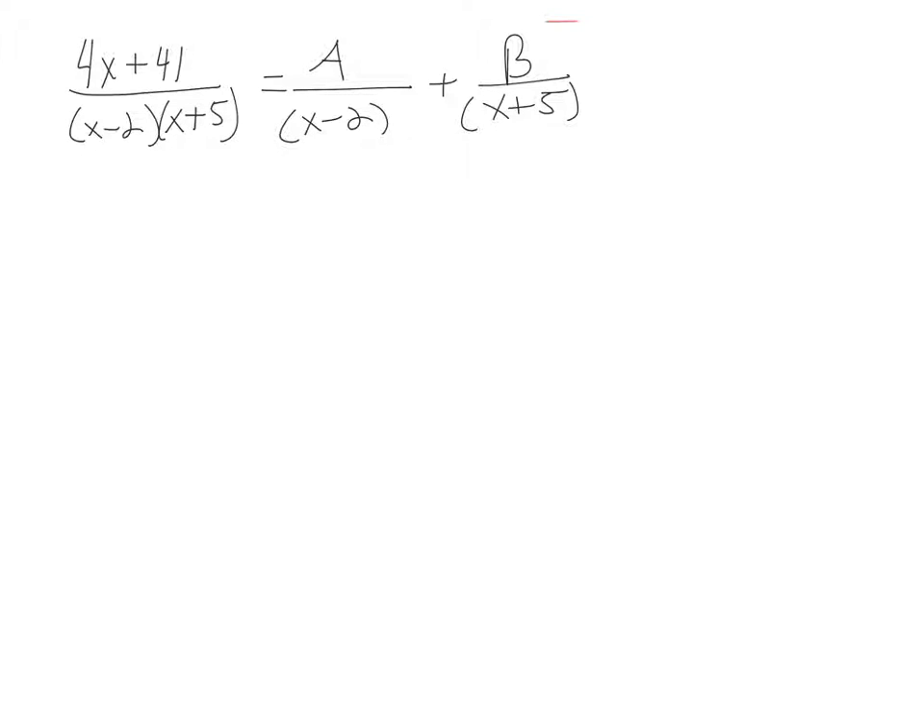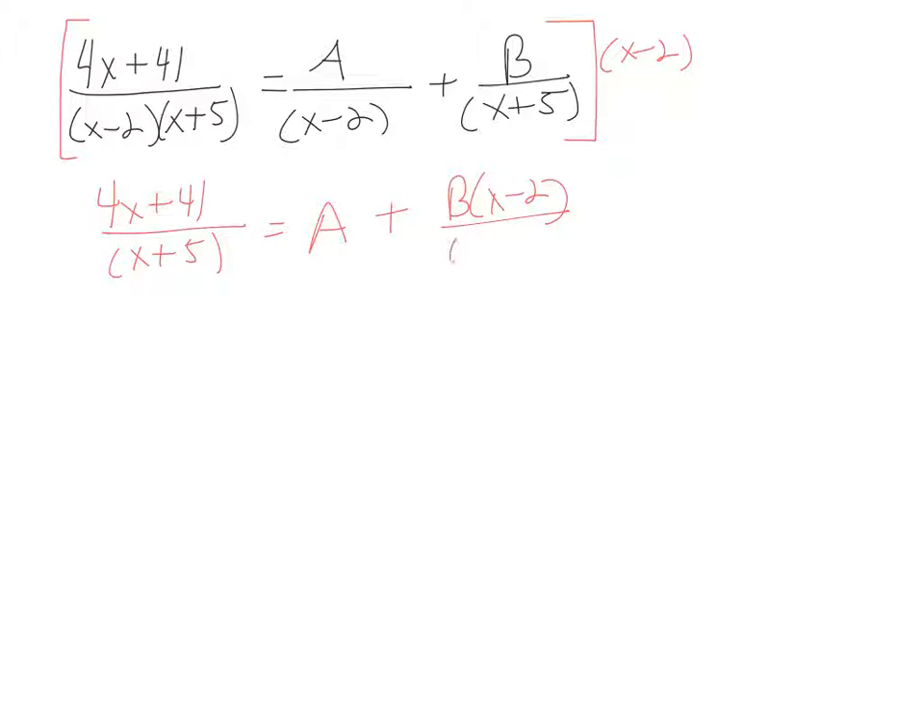So I'm going to multiply this entire equation first by x minus 2. And I'm going to get 4x plus 41 over x plus 5 equals a plus b times x minus 2 all over x plus 5. Then I plug in x equals 2, because I want to make this term equal to 0, because it still has all this rational expression going on. I really want to solve for this a now.